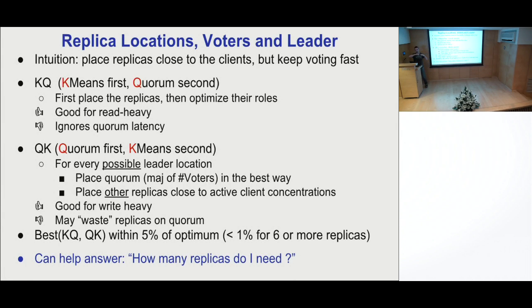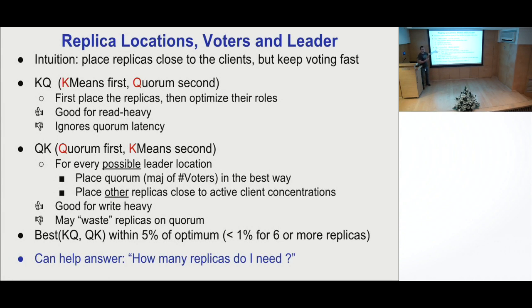best quorum and leader. The second option is we first pick the best quorum out of all the replicas, all the data centers that we have at our disposal. And then the remaining replicas we use to place close to the clients. So the k-means first, it's very good for read-heavy workloads, but it's not optimized for writes at all, because the quorum may be slow. The second one is very good for writes, but potentially if it's a read-heavy database, it wastes replicas for quorum instead of placing them close to the client.